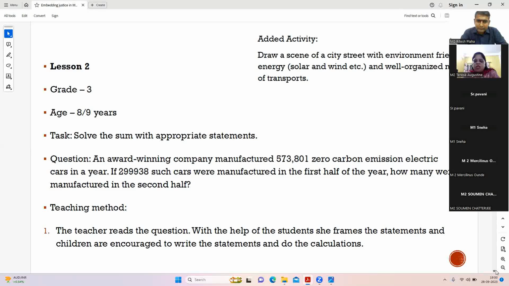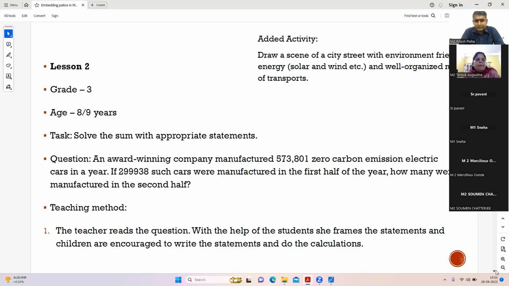But what we will see is that children can do the calculations and get the answer, but we will highlight, maybe underline, zero carbon emission electric cars. What does that mean? It means an engine, motor, or process with zero emission, or any other energy source that emits no waste products that pollute the environment or disrupt the climate.